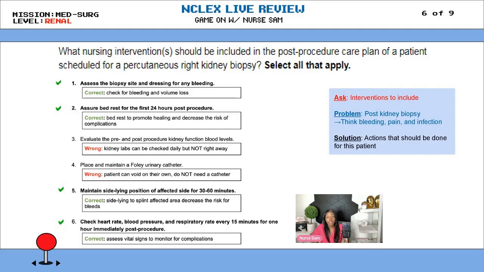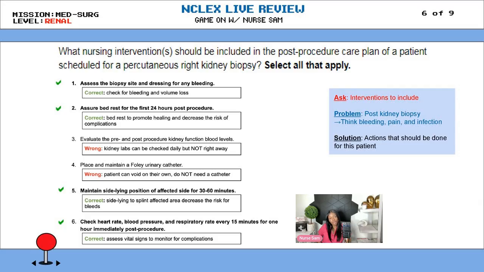So first, let's go into the question breakdown, right? We're looking at what we're being asked. Interventions to include, the problem is the post-kidney biopsy. Anything with biopsy that's invasive, you want to think bleeding, pain, and infection because it's invasive, right? Solutions that should be done for this patient. 1 is correct because you definitely want to check for bleeding and volume loss. Again, think bleeding, pain, and infection. 2, assure the bed rest for the first 24 hours post-procedure. That is correct. That bed rest is going to promote healing and decrease the risk of complications.